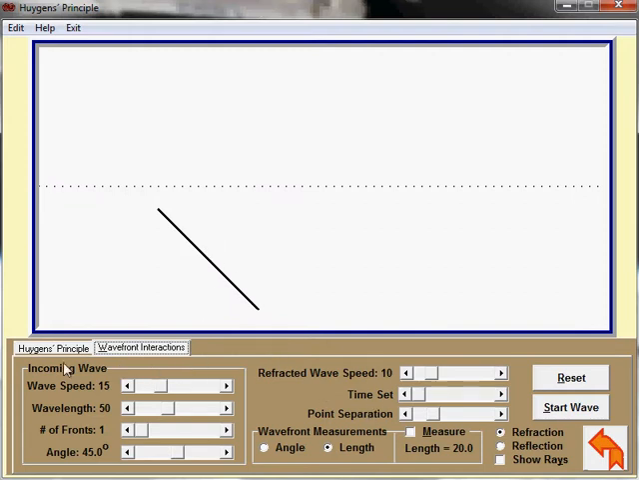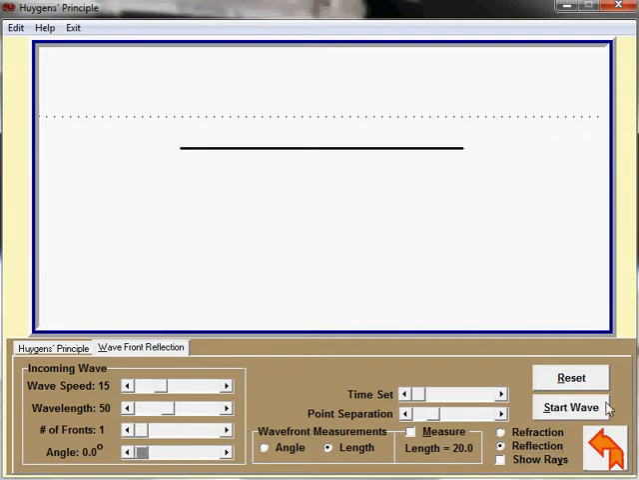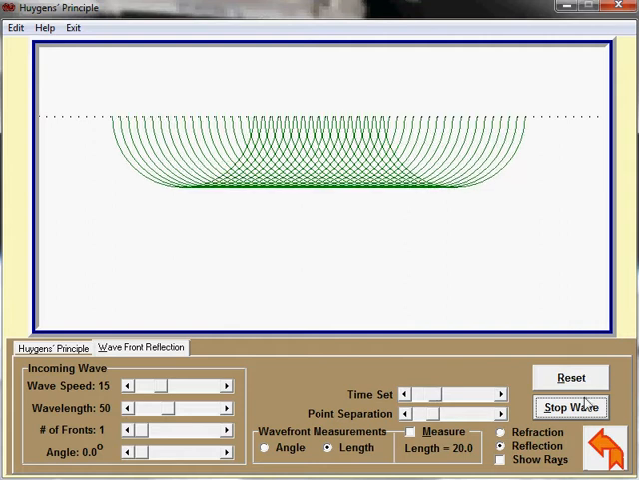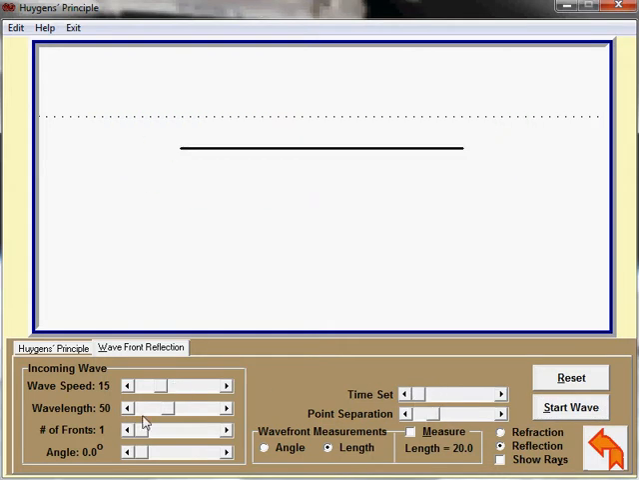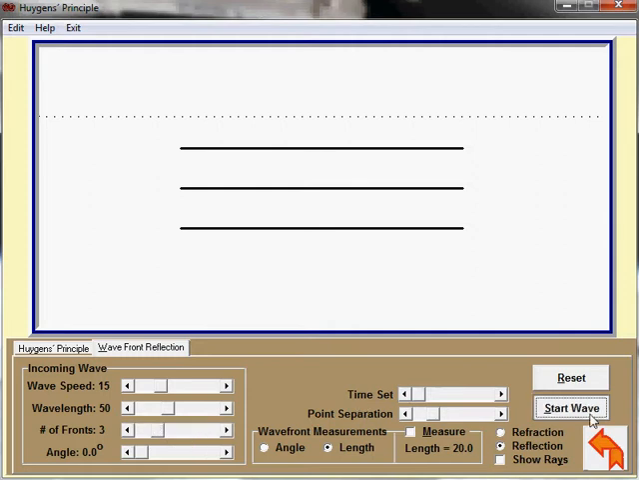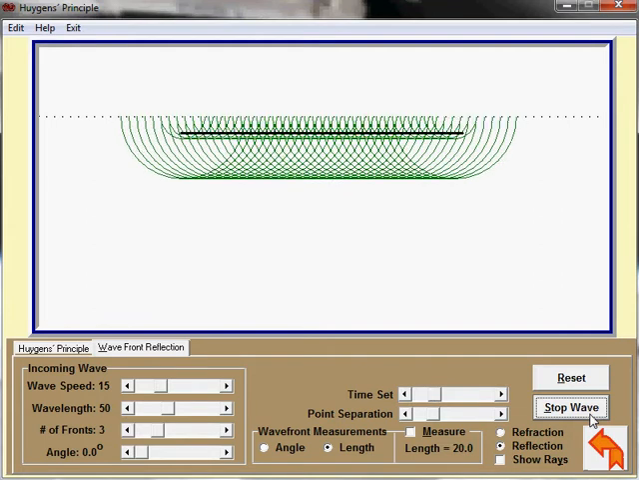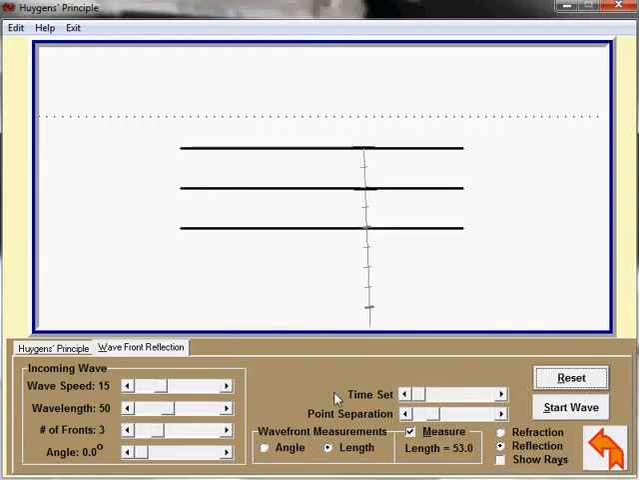So then we can go to the other extreme: what happens if we start talking about reflection. If we have a wave front, here's my wave front, and I come in at a straight wave, it comes in, activates all the points at one time, and it reflects off. So once again, let's stop the wave, and I reset. Set time to 0. If I change the number of wave fronts and start the wave, it hits and bounces off. And once again, if I measure that length, again I get 50. So the same sort of thing.